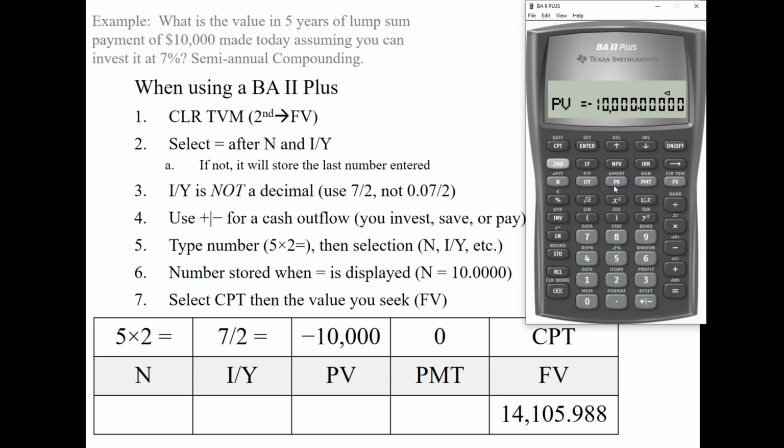Our payment is 0 because there's not an annuity associated with this problem. And we're going to calculate or compute our future value, so I'll hit CPT FV. And here we'll see we have a future value of $14,105 and about 99 cents.